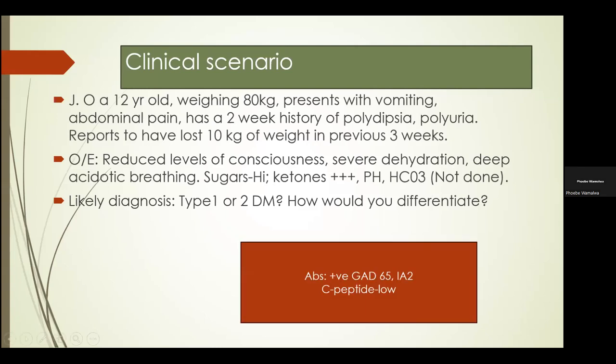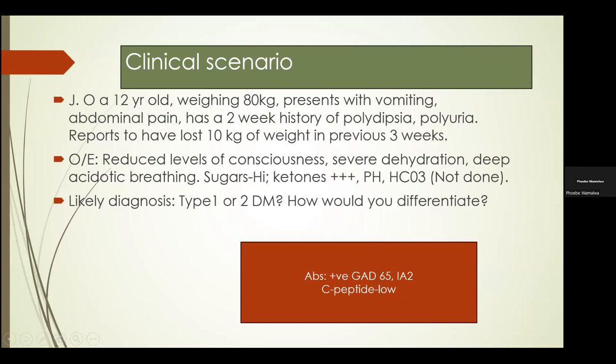So this child had presented in DKA, was overweight, 80 kilos, and remember he had lost weight. So looks like the boy was actually 90 kilos prior. So out of that, we ordered the autoantibodies, and what we found was GAD65 was positive and IA2 was positive and C-peptide was low. So out of this, we made a diagnosis of type 1 diabetes.